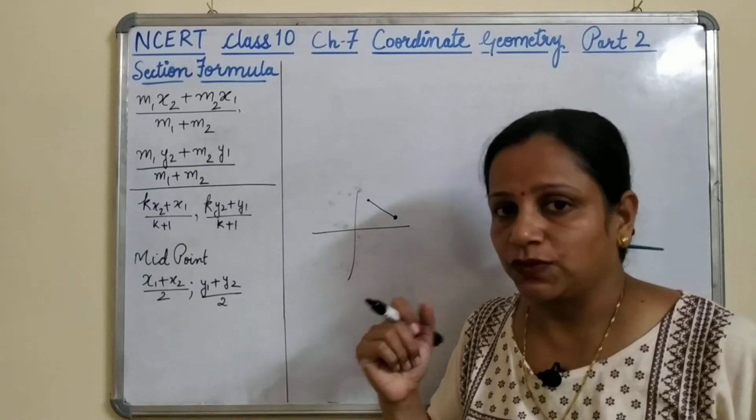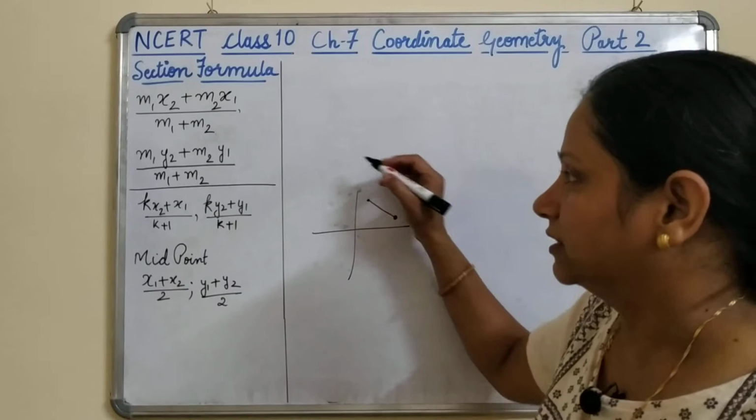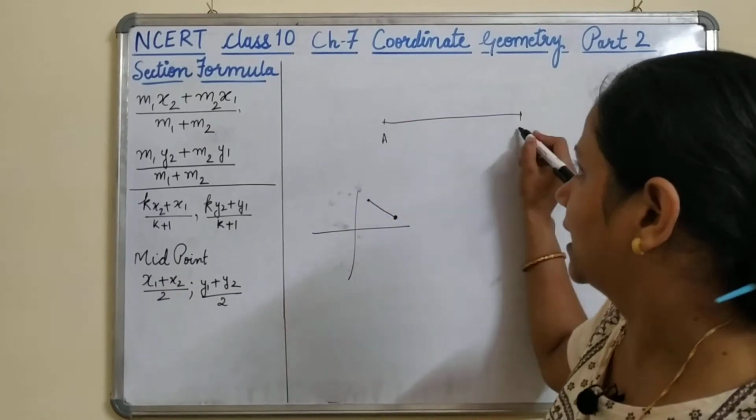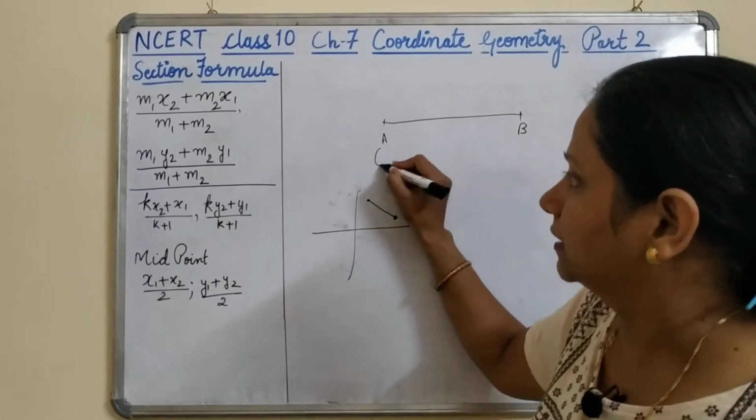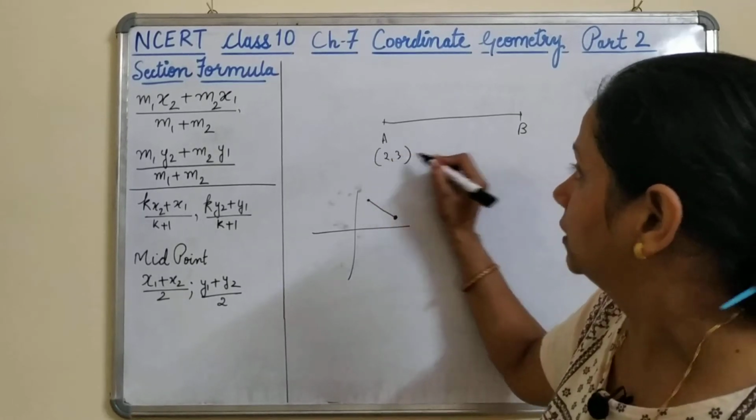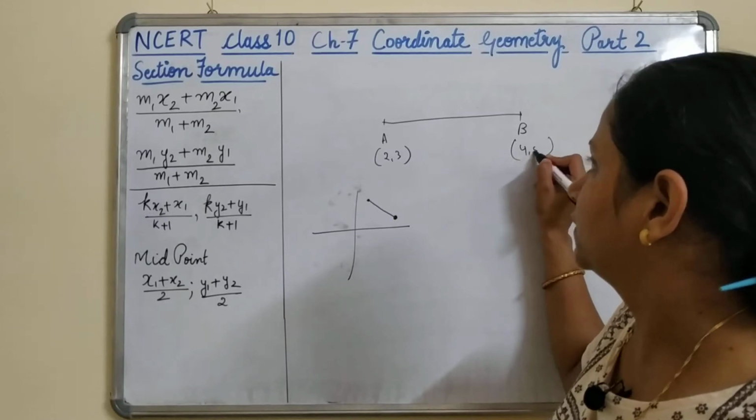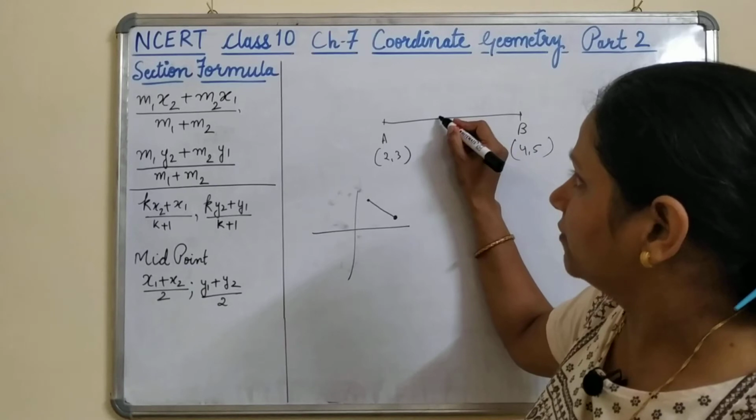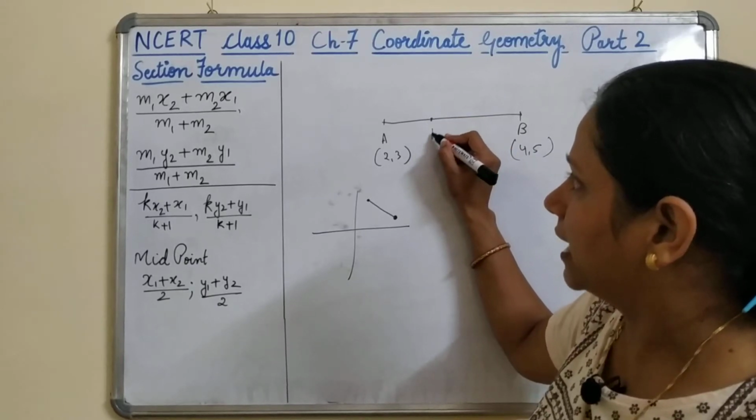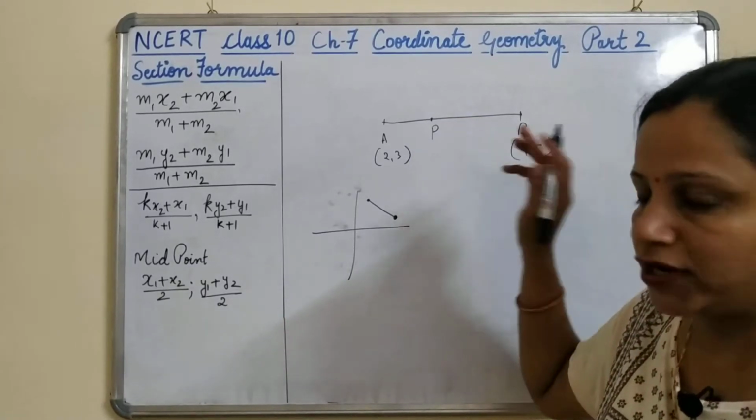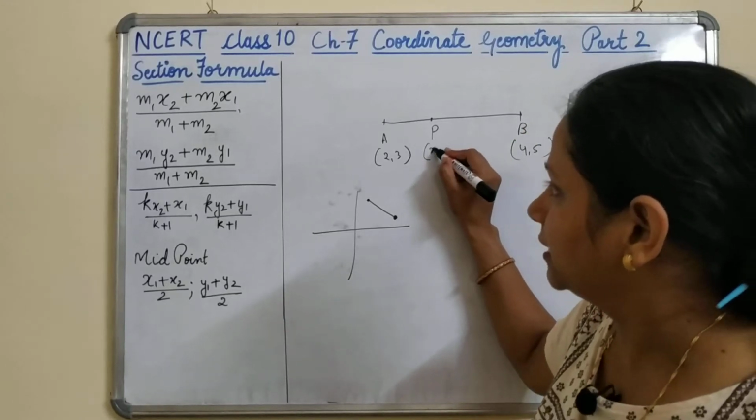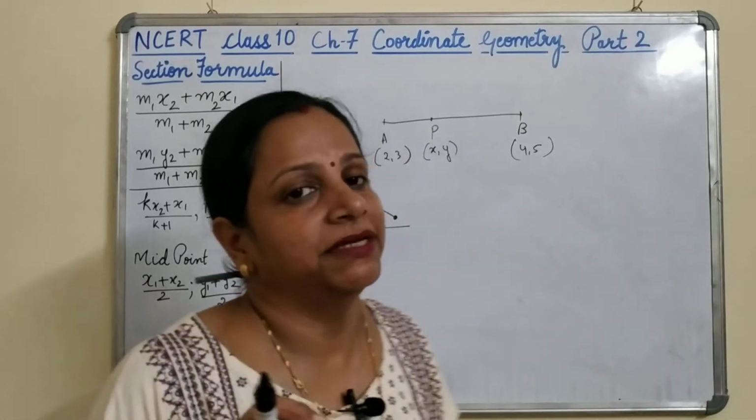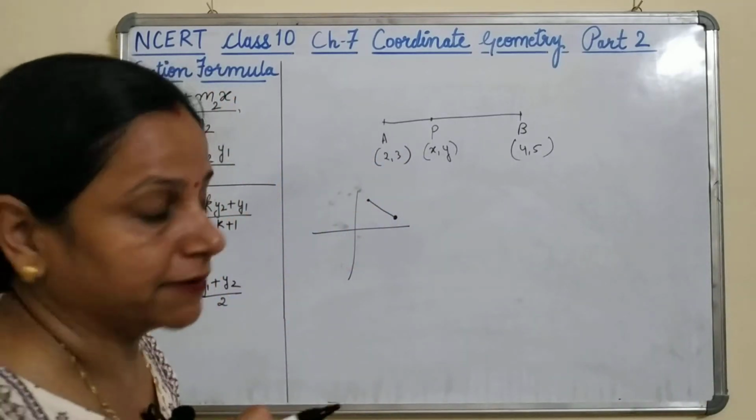What is the meaning of this word, section formula? Say for example, I have a line AB, and these are the coordinates. Say for example, (2, 3) and (4, 5) are the coordinates of these points A and B. I have another point, here, let us name this point P. And the coordinates of P are unknown to me, say for example they are X and Y.